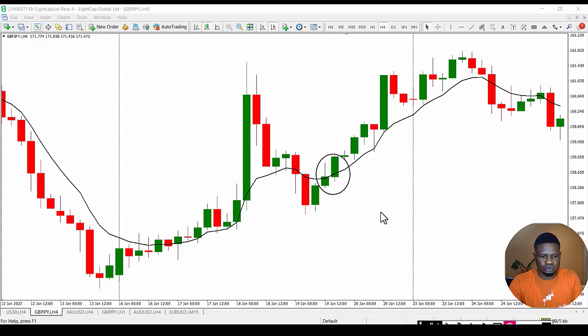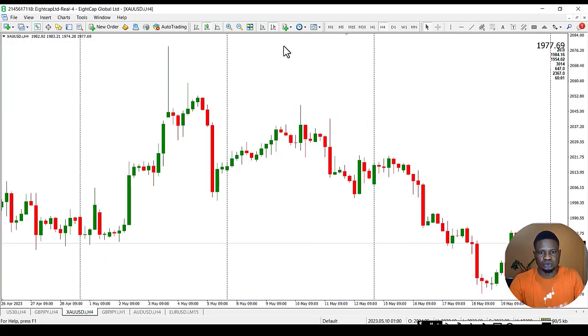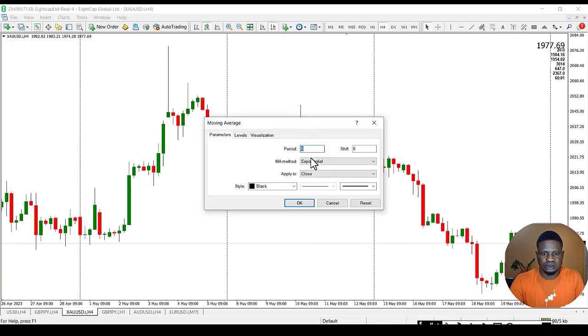So should we look into one or more assets before we call it a day for today? Let's look into one or more assets. Let's go to gold. This is gold. So all you need to do is to add the 8 moving average to your chart.